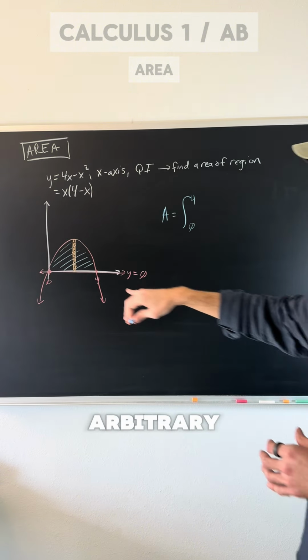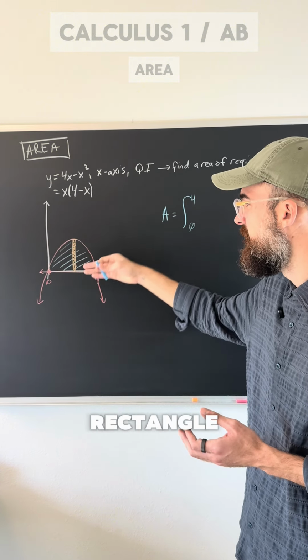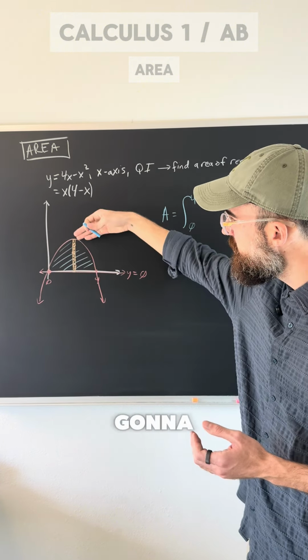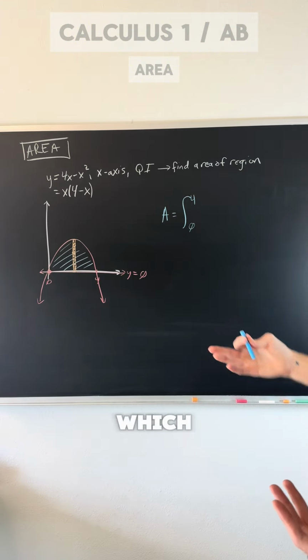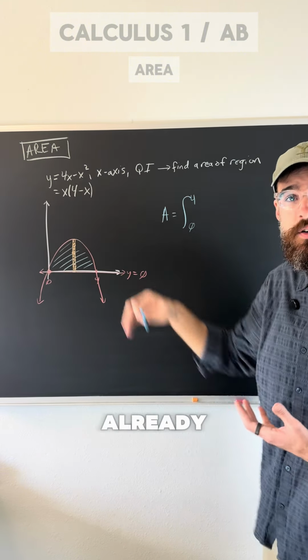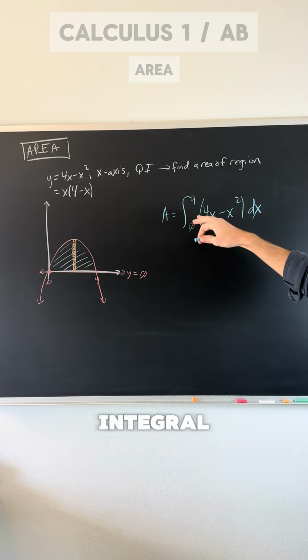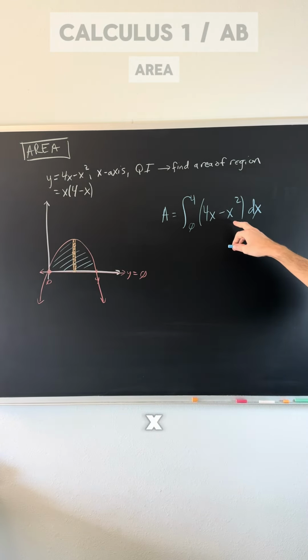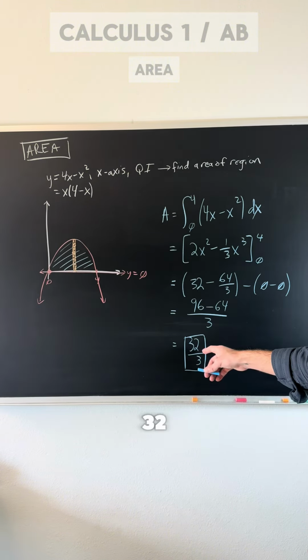And if I think about some arbitrary rectangle that's placed inside this area, the height of this rectangle is just going to be the function itself, because it would be top minus bottom if we want to think about that, but the bottom is just 0. So all I need to do is figure out the height of that function, which of course is just the curve that's already given to me, the 4x minus x squared. So that gives us the integral from 0 to 4 of 4x minus x squared dx. Working this out, what we get is the area of our bounded region is 32/3.